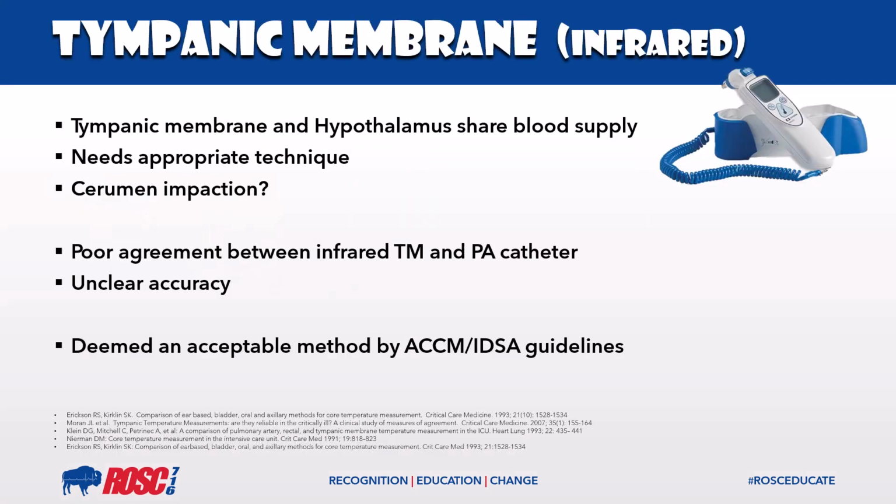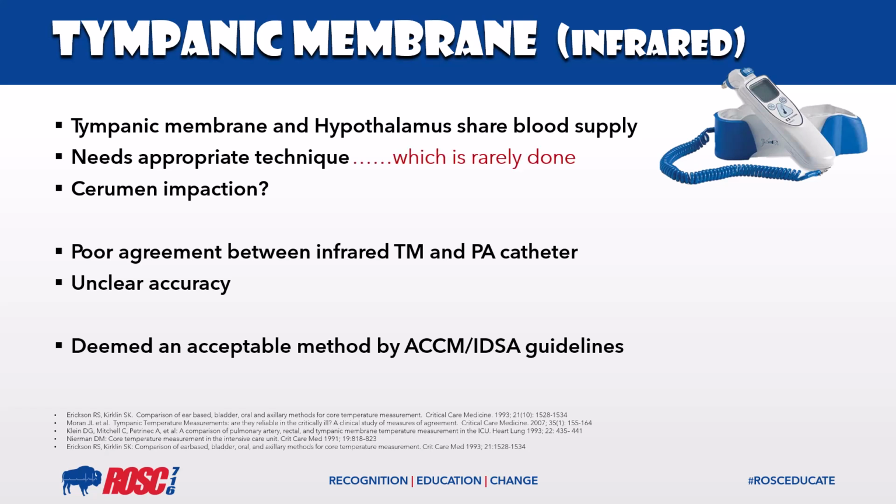So now we start walking the line on appropriateness and maybe inappropriate. So we have an infrared tympanic membrane thermometer. Now there are actual direct tympanic membrane probe thermometers. However, these are painful and there's high risk for perforation. So this is why we use the infrared technology. It makes good sense using the tympanic membrane because the tympanic membrane and the hypothalamus actually share the same blood supply. However, you really need to use appropriate technique.